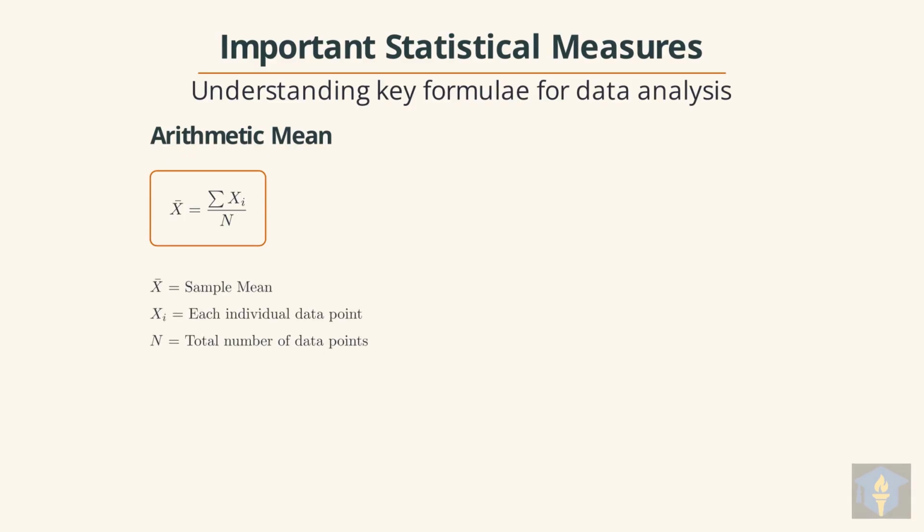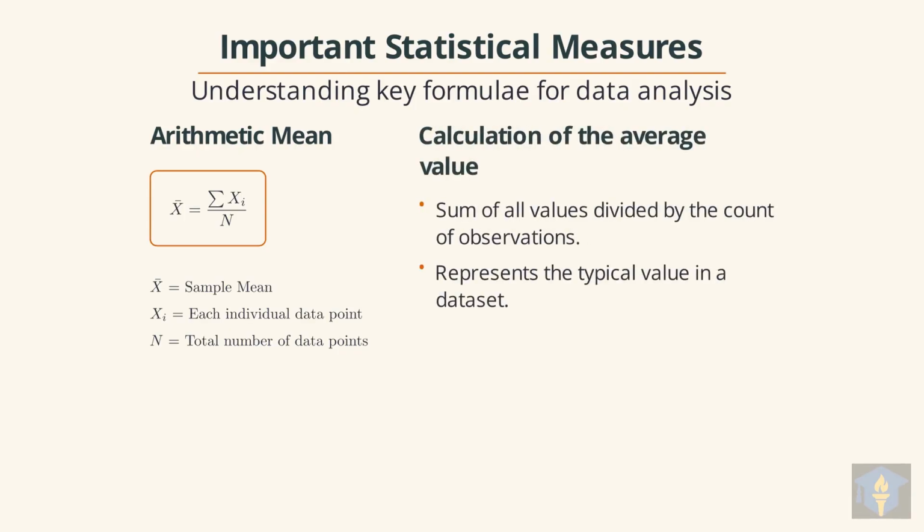Here, x bar specifically represents the sample mean, which is our average value. X sub I denotes each individual data point within your given dataset. N stands for the total number of data points or observations in your sample. This formula provides the calculation of the average value for a set of data. It's found by summing all values and then dividing by the total count of observations. The arithmetic mean effectively represents the typical or central value in a dataset.